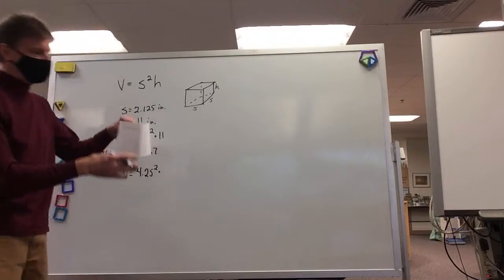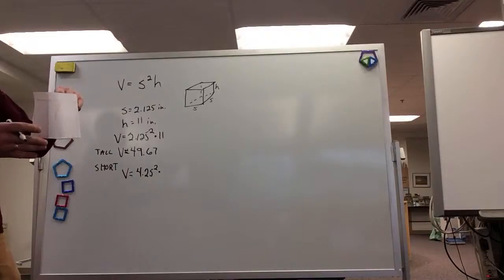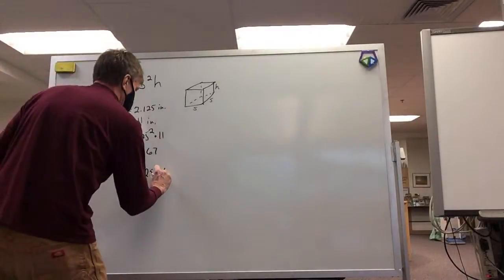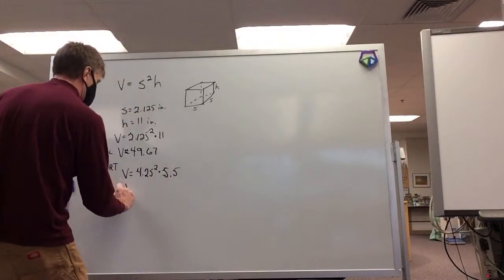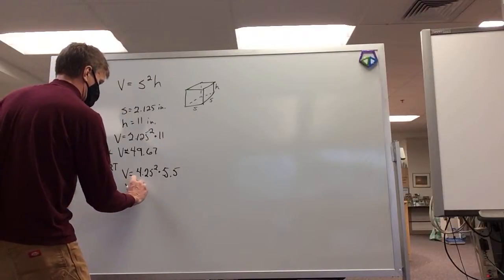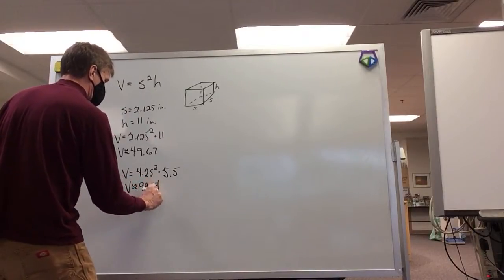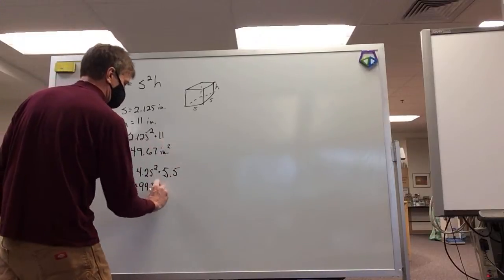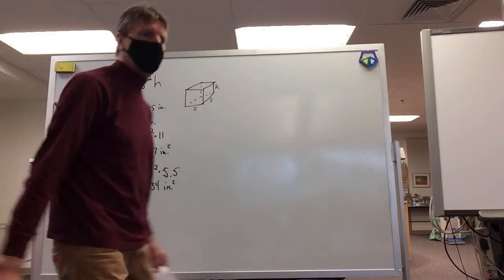And then how tall is this? 5.5. Yeah, that's half of the 11, so it's 5 1/2. So what do you get for that volume? 99.34. Ooh, okay. So this is square inches. Should probably include units on that.